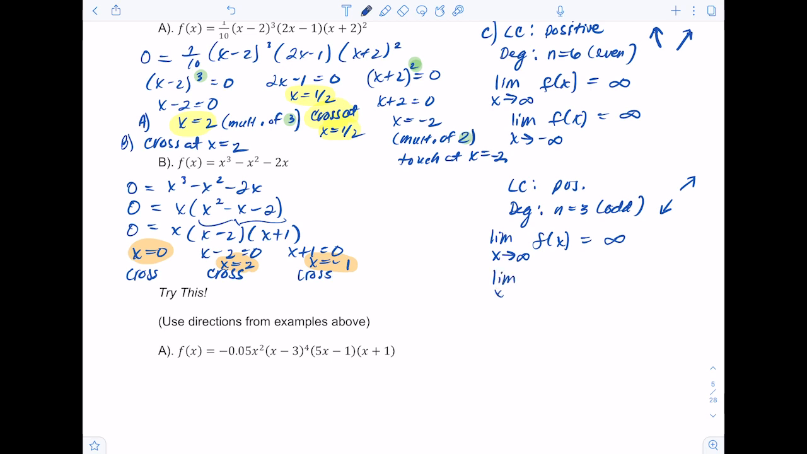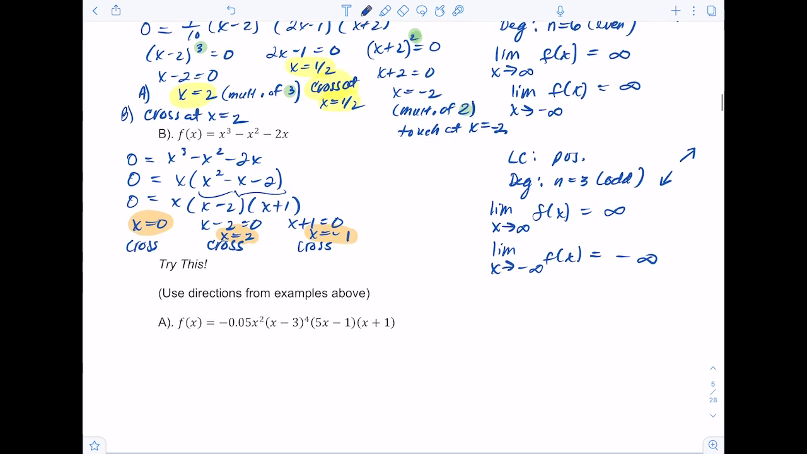And as x approaches negative infinity, as you go left on the graph, that's negative infinity. Let me make that more clear. F of x is going to approach negative infinity. So they're opposite for that one. Okay, and you all can try the next problem on your own if you take a look at those examples from above.